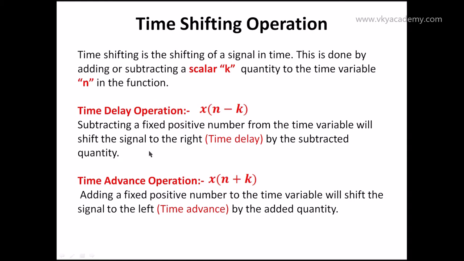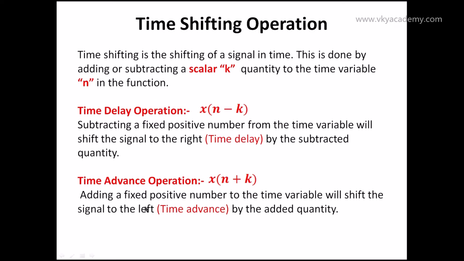In the time delay operation, we generally subtract a fixed positive number from the time variable and it will shift the signal to the right by the subtracted quantity. Here the subtracted quantity is k, so the signal will move to the right by k units. Whenever a signal is moving right, we can say the axis is moving left. That is why this operation is called time delay, as the axis is lagging behind the signal.